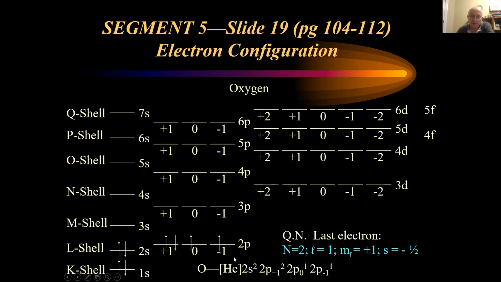So look at our last electron again, the blue one. It's 2, 1, +1, -1/2. So that would be the quantum numbers for that electron. Suppose I'm looking at this and I'd say, okay, that's the last electron. What would be the quantum numbers of the one just before it? The next to last electron that was added? Well, it would be this one right here.